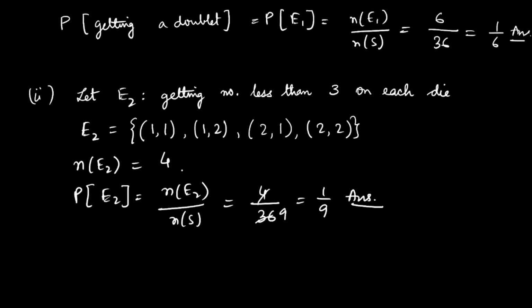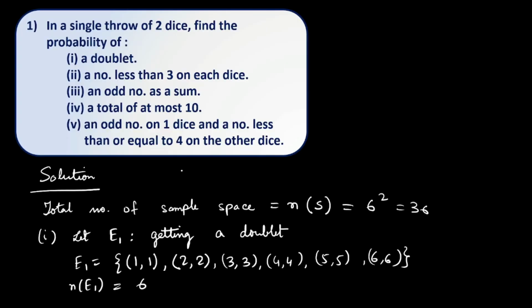Now moving on to the fourth part. A total of at most 10. So you can't get 1 as a sum, because if you get 1 in both the dice, the sum will be 2. So the minimum sum is 2. So you can get 2 as a sum, 3 as a sum, 4 as a sum, 5 as a sum, 6 as a sum, 7 as a sum, 8 as a sum, 9 and 10. So there will be a huge number of events.